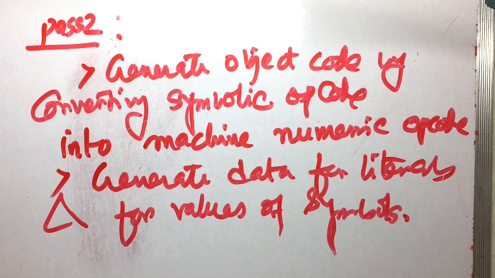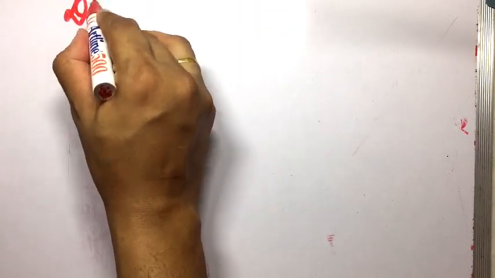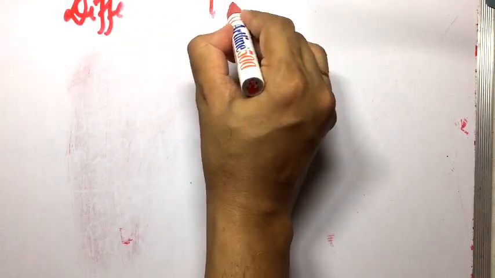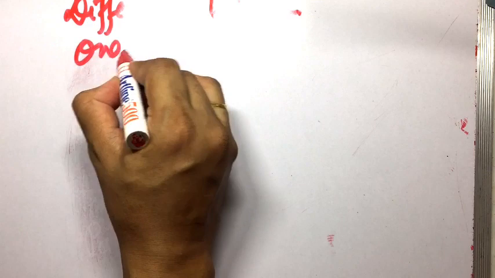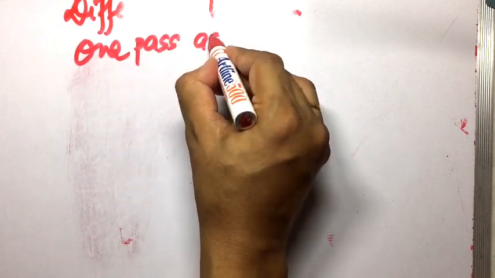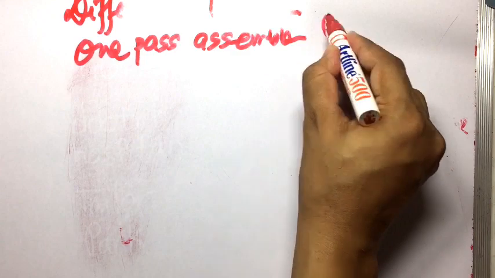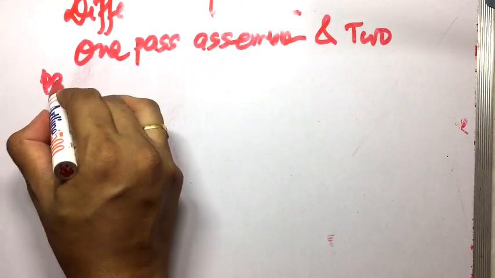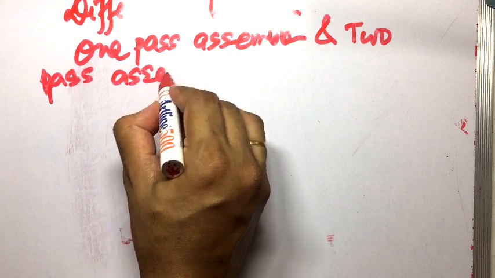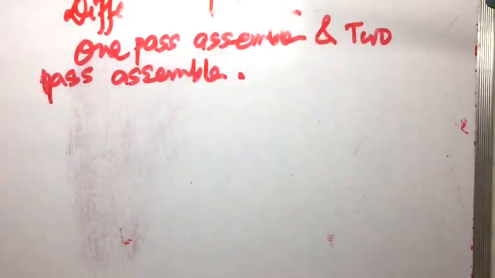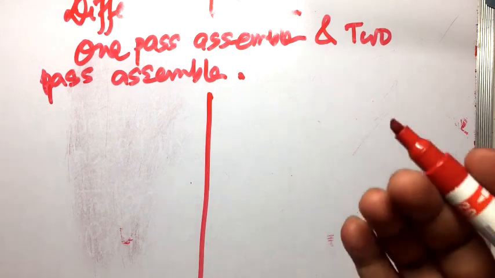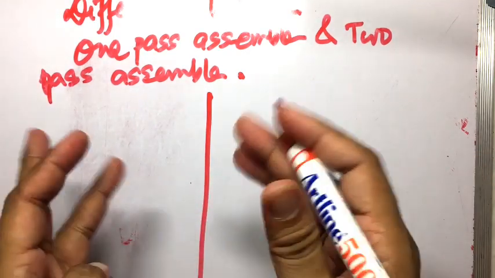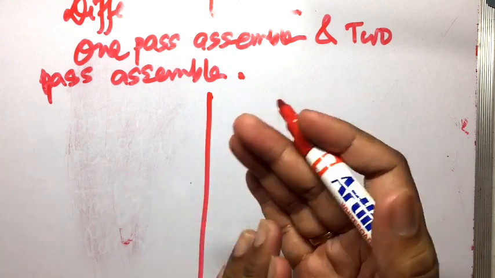So pass 2 is used to convert the analysis phase and then the synthesis phase. One question comes very often in the question paper, it is a common question: the difference between one pass assembler and two pass assembler. In one pass, analysis and synthesis are done within the same phase, but two pass means there are two phases, pass 1 and pass 2.